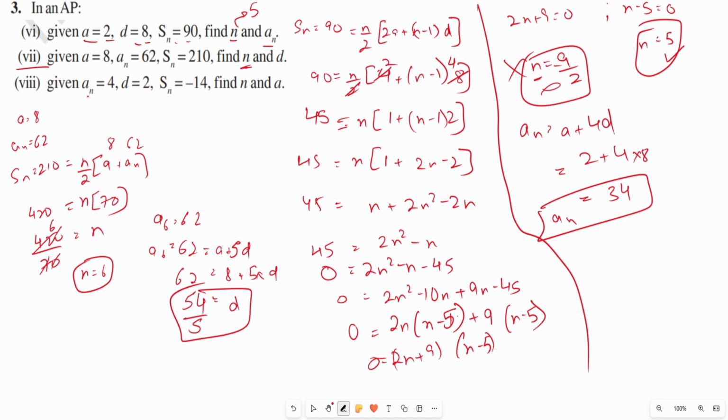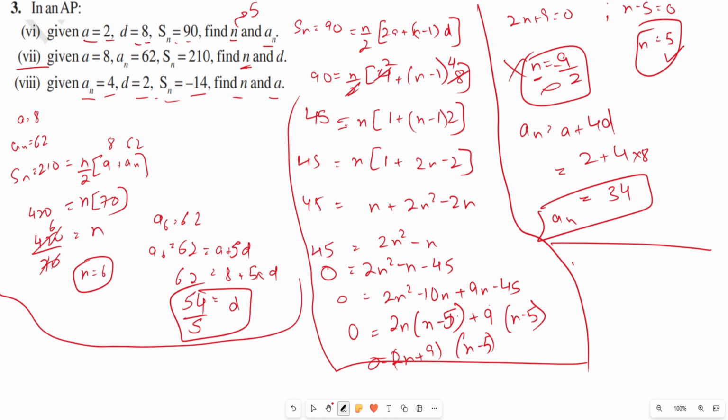And in the 8th part, we have an = 4, d = 2, and Sn = minus 14. We have to find n and a. So let's just do it here. Have space left. So it is the 8th part. an is 4 and Sn is minus 14. So minus 14 = n by 2 into (a, which we have to find, plus an, which is 4). If I multiply both sides by 2, I will get minus 28 = n(a + 4). Let this be equation 1.